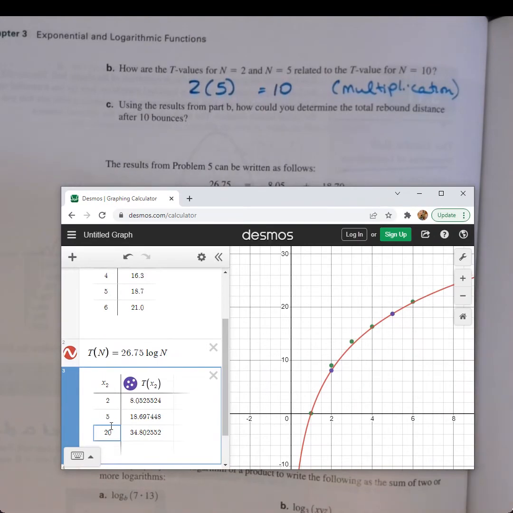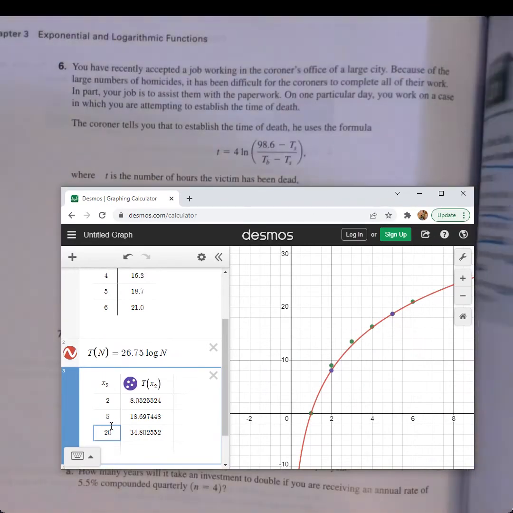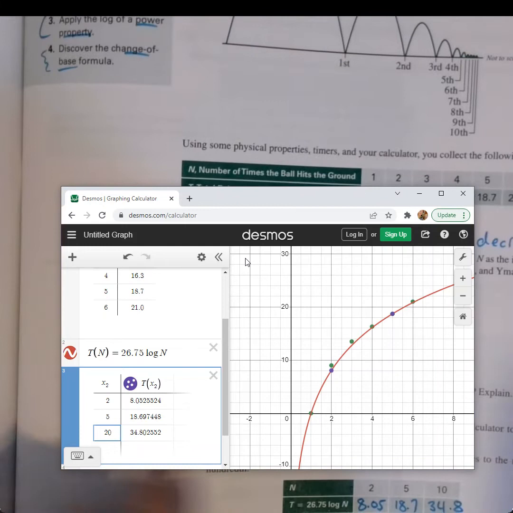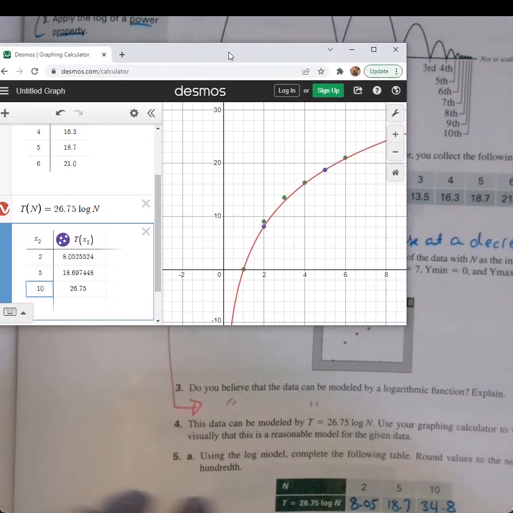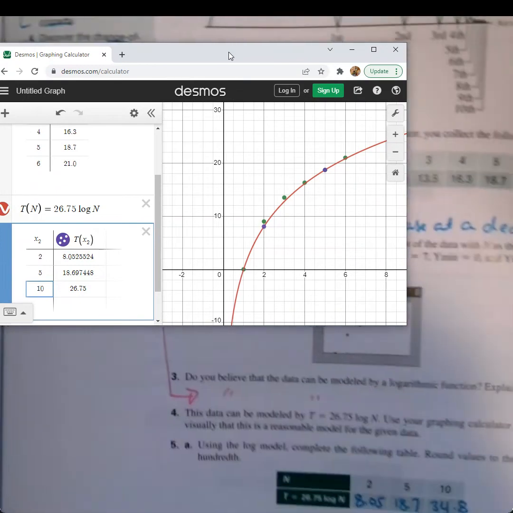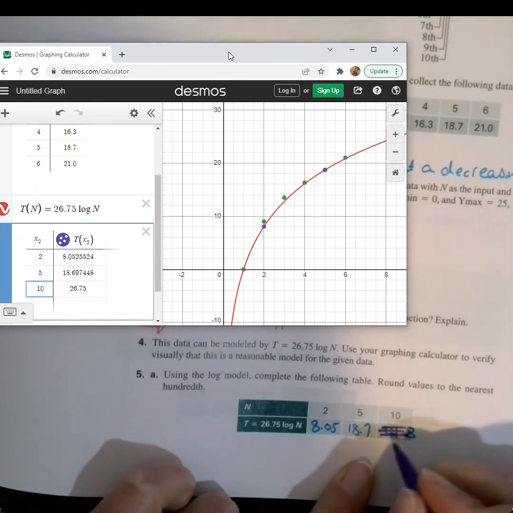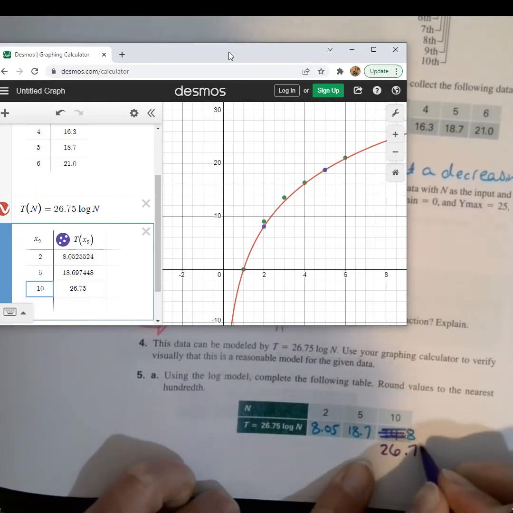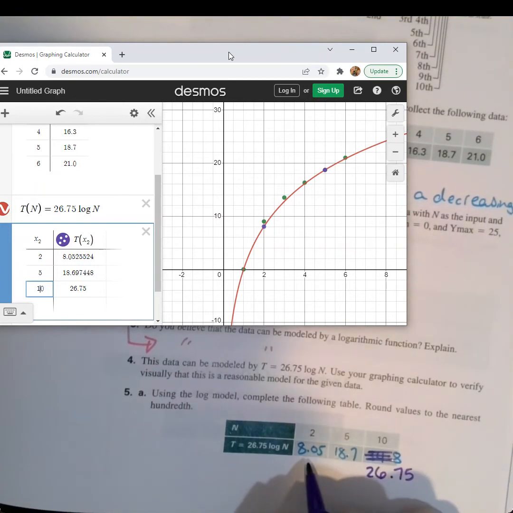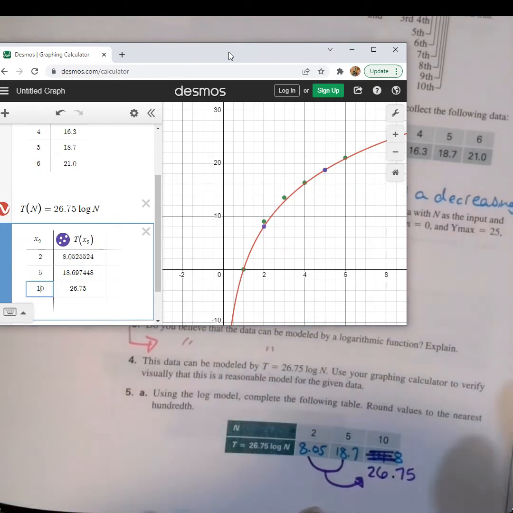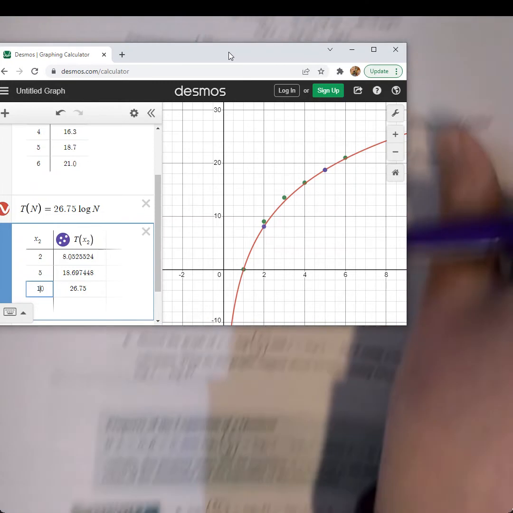So I don't have 10. Was I supposed to have 10? Oh, I was. I was supposed to have 10, not 20. That'll make a lot more sense. Let's change this for 10 to 26.75. Oh, okay. So now I want to know how these two values are related to this one. If I take 8 plus 18, that's 26, and 0.05 plus 0.7 is 0.75. So they're added. Okay. There we go.